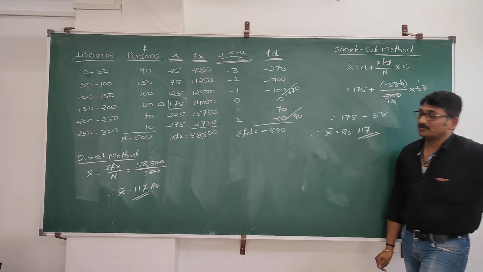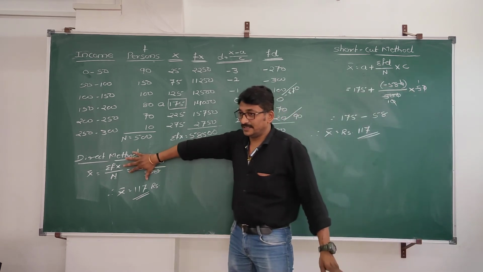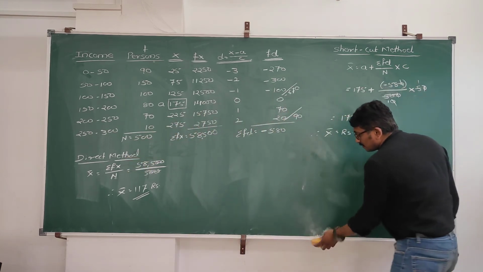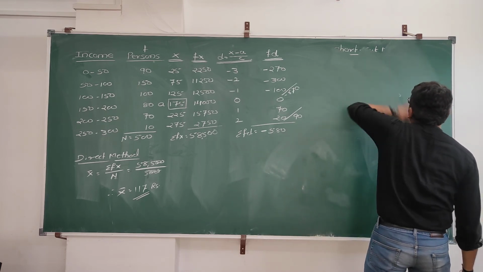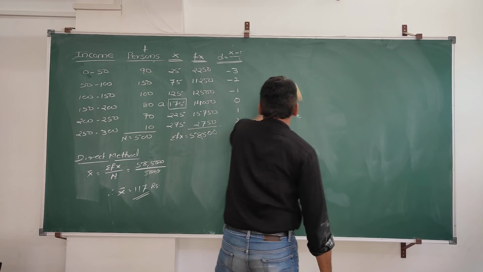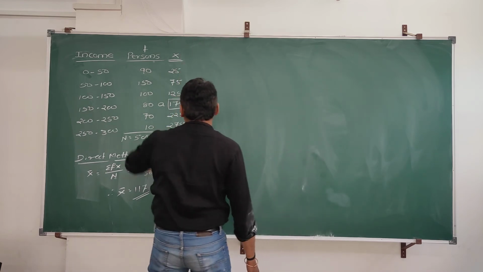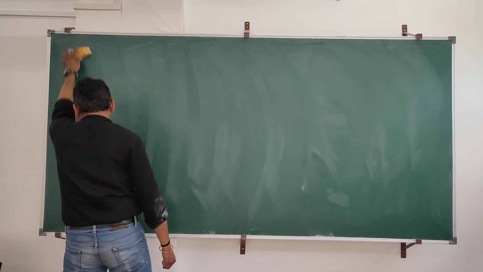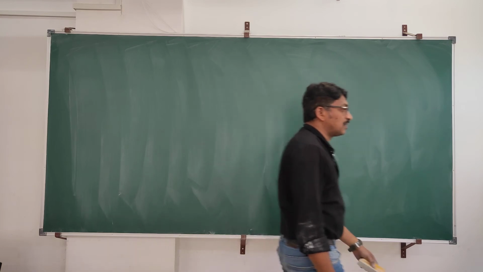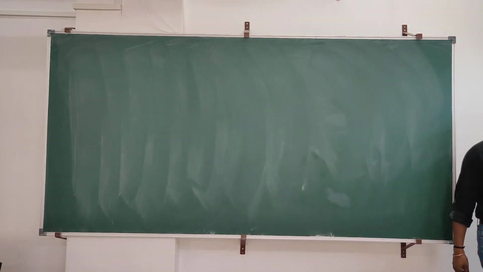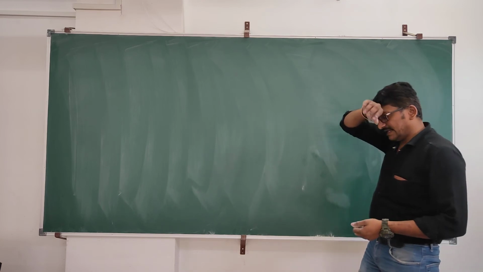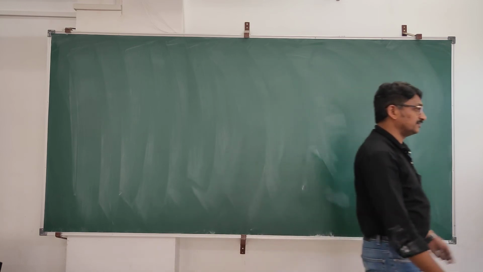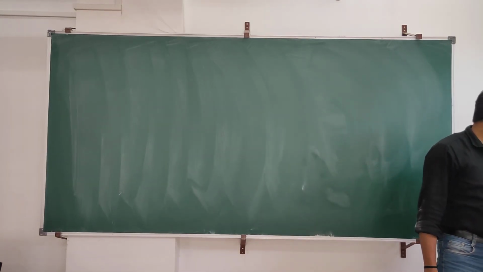We will solve one more problem. Now, in the next problem, we will not take the direct method. Directly we will go for the shortcut method. Okay? Right here. Calculate arithmetic mean. Calculate arithmetic mean by using the shortcut method.